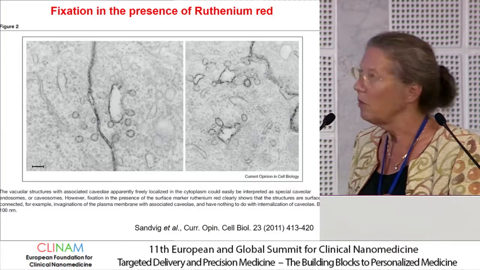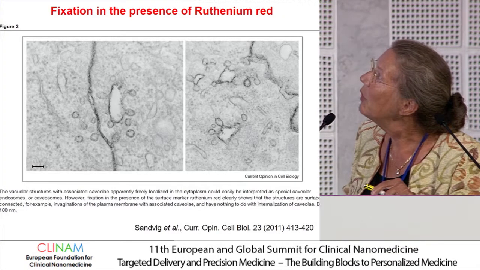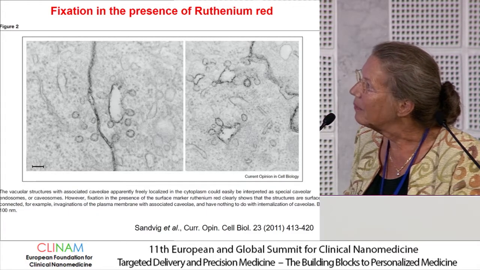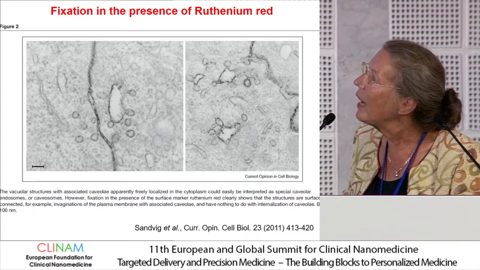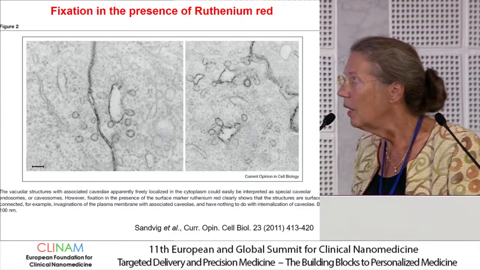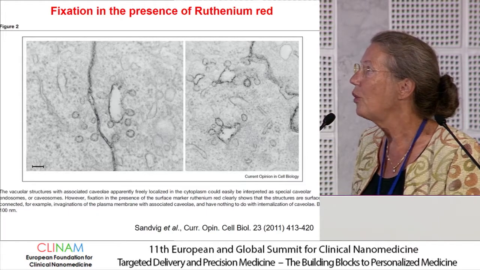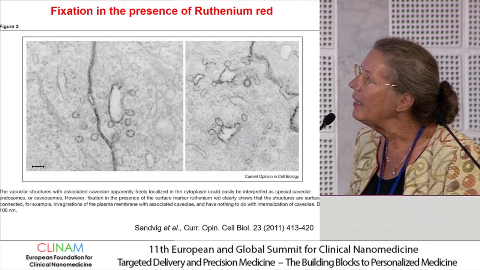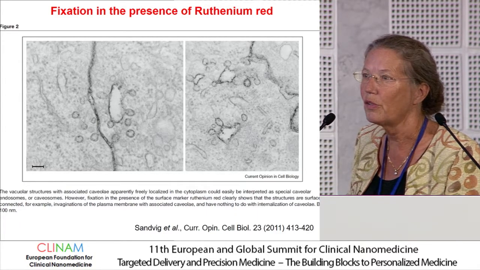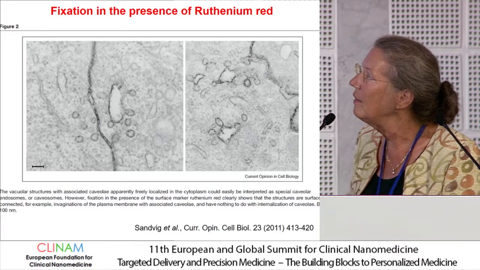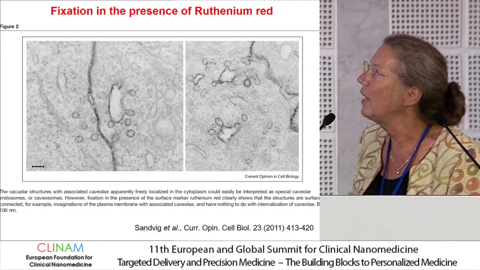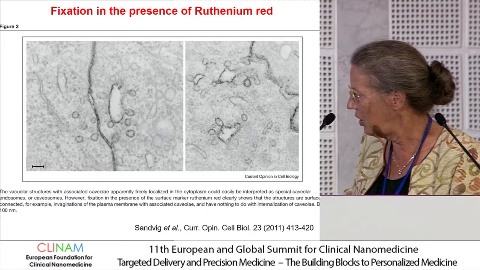And that's what I was going to show then, that when you fix in the presence of ruthenium red, it will stain the membrane. You get this black staining. And here you see something which you might have thought was an endosome, but here you see the staining is black, so there is probably a connection to the surface. So one could easily get cheated here if one doesn't do anything more than look at a section in the EM.